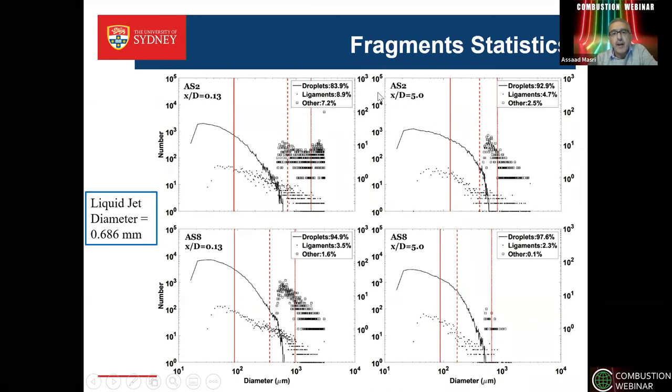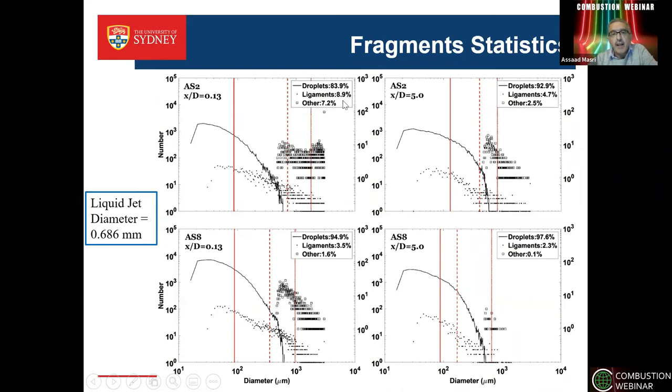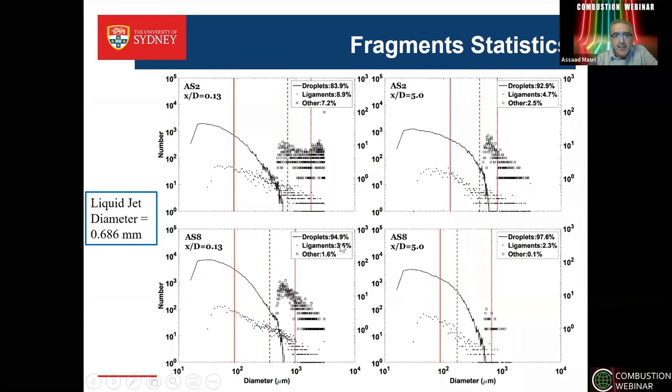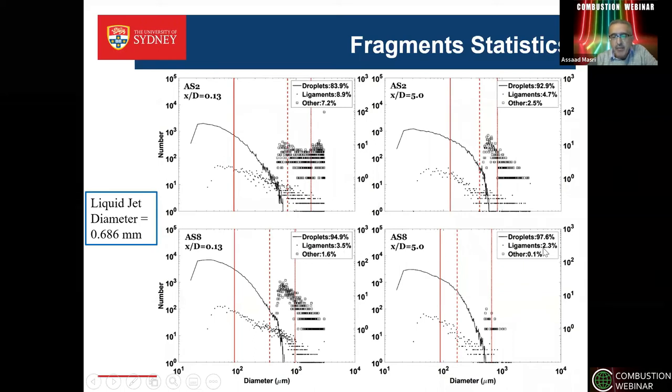Now, as you go further downstream, the ligaments will fragment into droplets and the irregular shapes will fragment. So then what you have further downstream is 93% of droplets, 5% of ligaments, and about 2.5% of irregular shapes. Now, for a different Weber number, the trends are similar. You see a high proportion of droplets that even gets higher, only about 3% of ligaments that decreases further, and about 1.6% of irregular shapes that decreases even further.